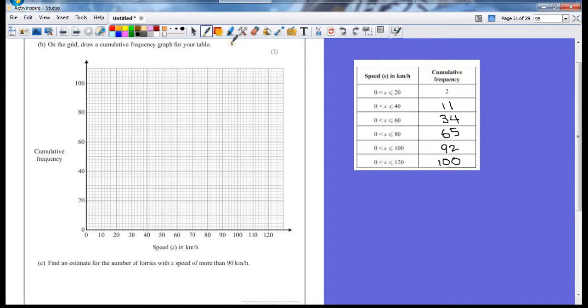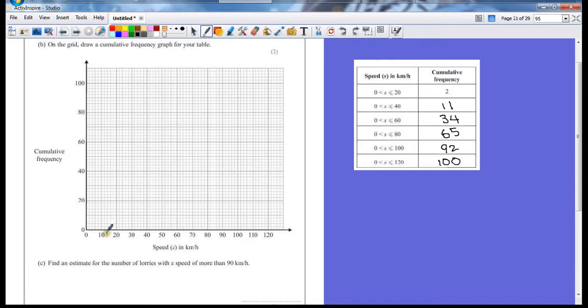Part B. On the grid, draw a cumulative frequency graph for your table. You can use the table from the previous page. I've just copied mine over to the side. So, for the group of 0 to 20, which is on the speeds at the bottom, the cumulative frequency is 2.